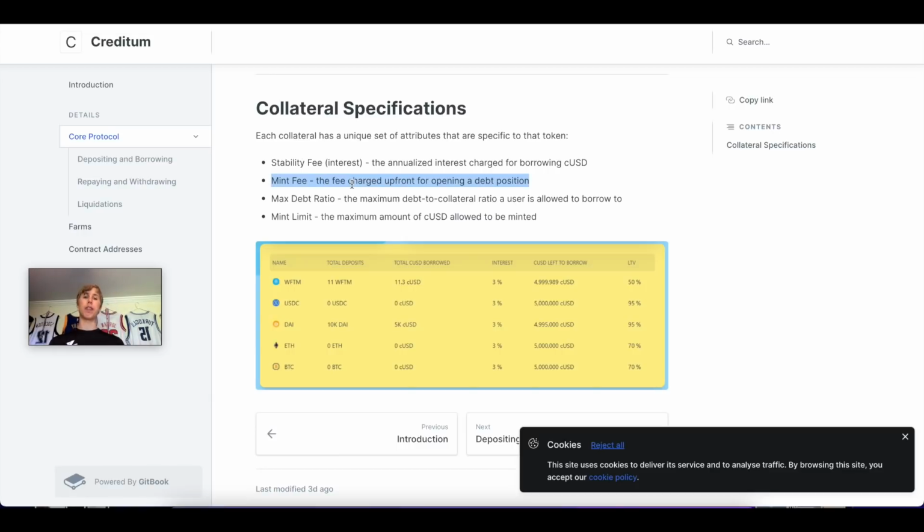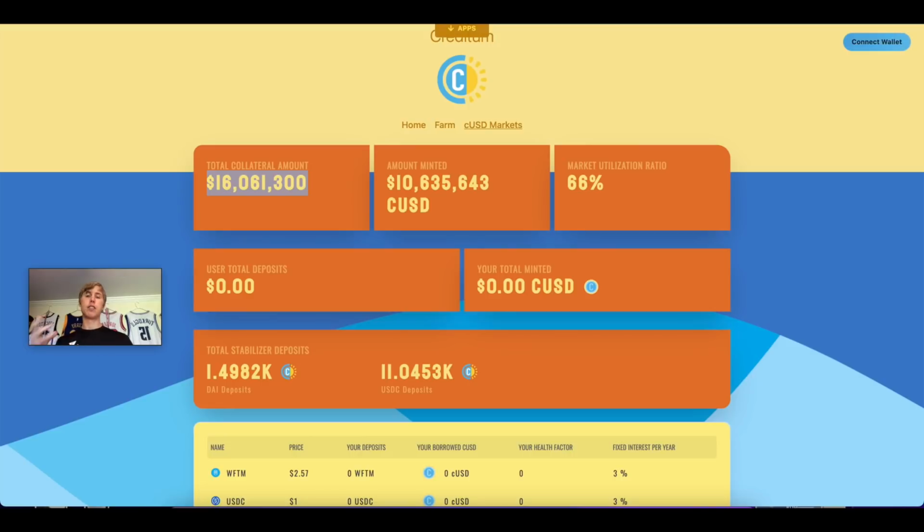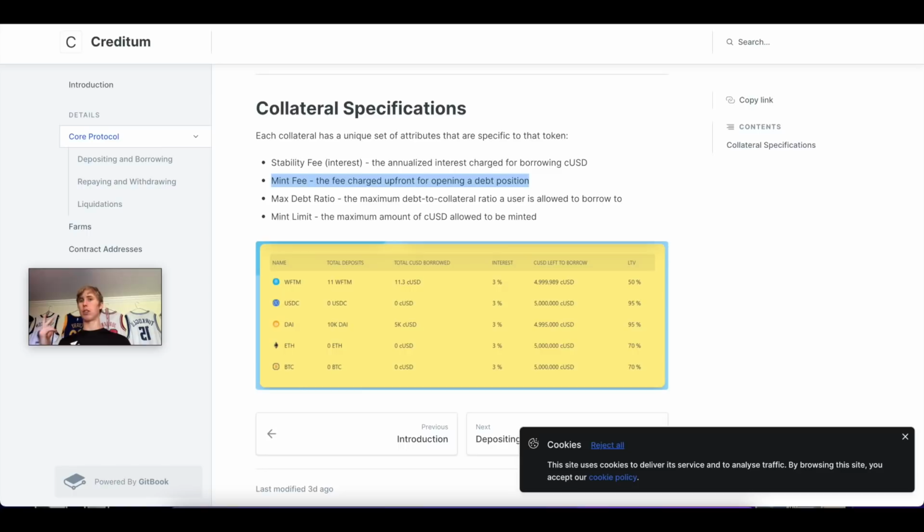So say you mint $1,000, 0.5% is going to be put into the quote-unquote treasury of Creditum. So I'm sure this is going to be used for growth. This is going to be used as a backstop. This is going to be something just like a worst-case scenario, black swan type of event.